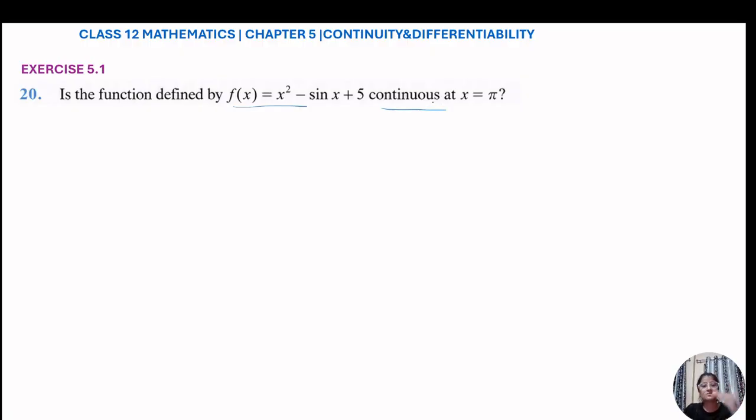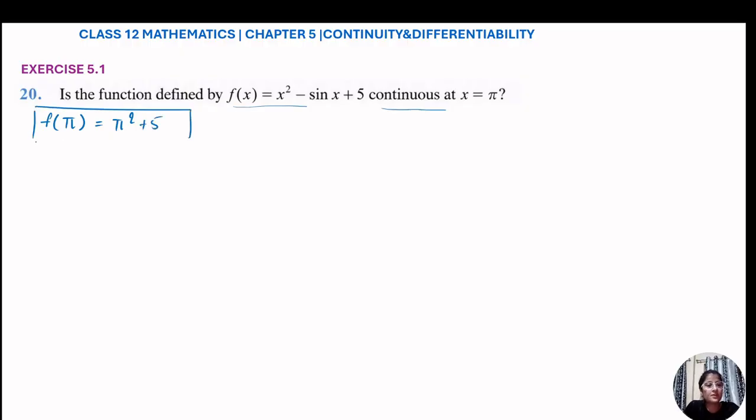So I think I could give it to you as homework, but let me do it for you because maybe I can add some more things, so it will be helpful for you. It's an easy question, not that hard. So first, to check whether the function is continuous or not, we need the function value. We need f of pi. As you can see, this will be pi square. Sine of pi is nothing but 0. That is pi square plus 5.